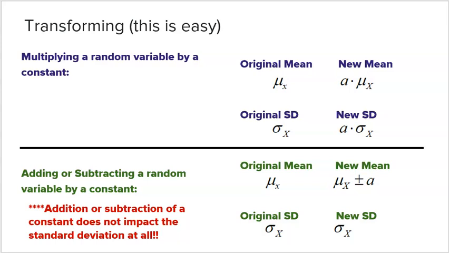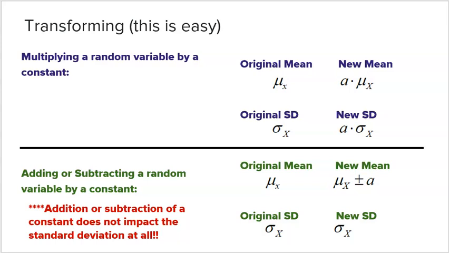We've actually covered that way back in Unit 2. The original standard deviation is sigma, and the new standard deviation would be A times sigma. So basically, multiplication by a constant affects both the mean and the standard deviation by just multiplying by that constant. However, if you're adding or subtracting a constant to a random variable, it's important to note that addition or subtraction of a constant does not impact standard deviation.